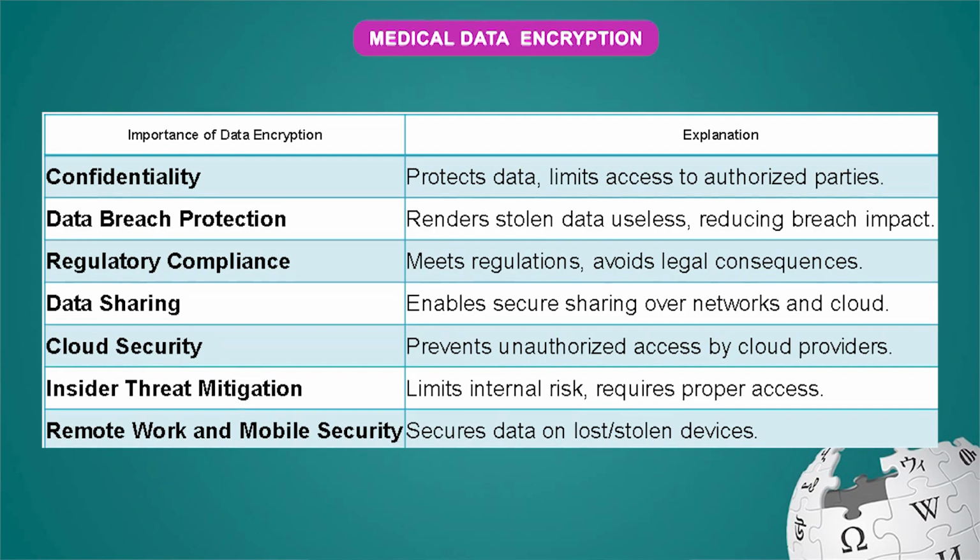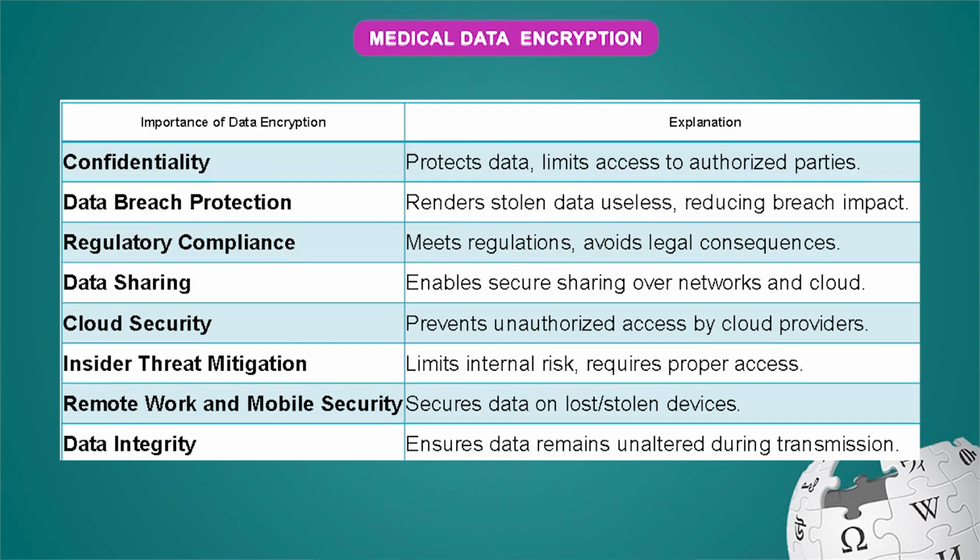Remote work and mobile security. With the rise of remote work and mobile devices, encrypting data ensures that if a device is lost or stolen, the data on it remains inaccessible to unauthorized users. Data integrity. Some encryption methods also include mechanisms to ensure data integrity. This means that the data hasn't been altered or tampered with during transmission or storage.